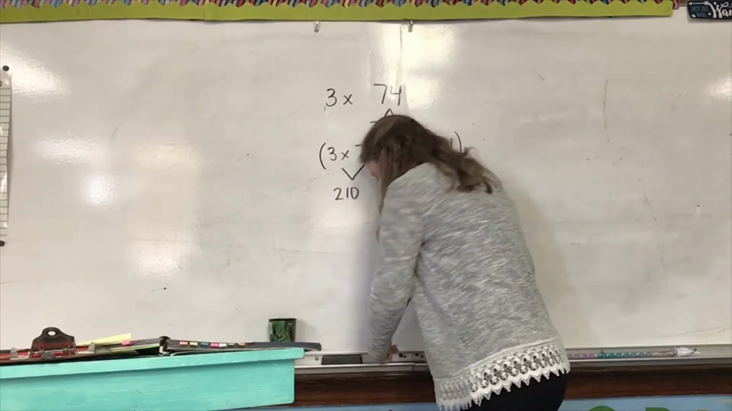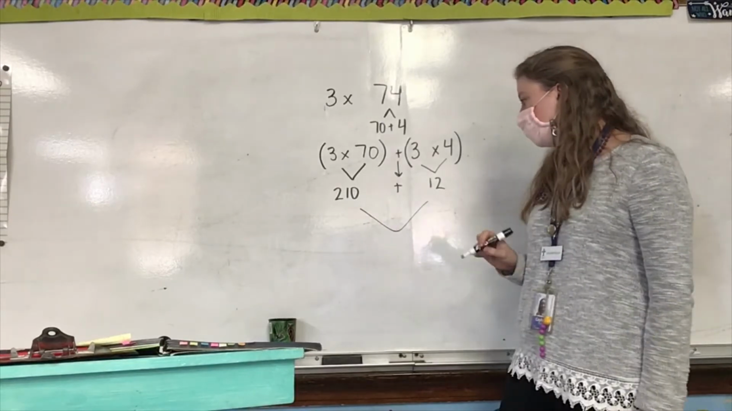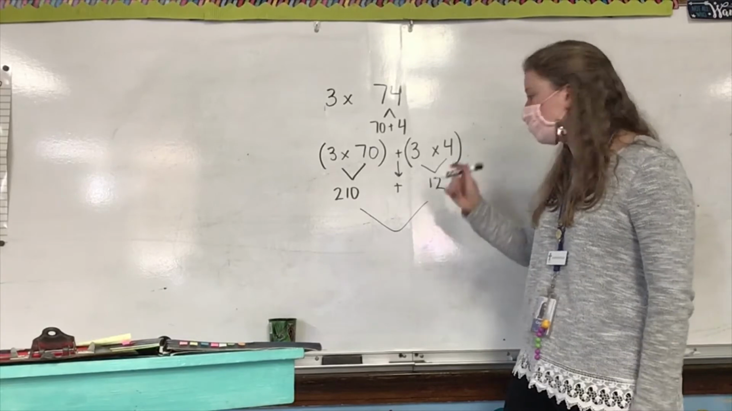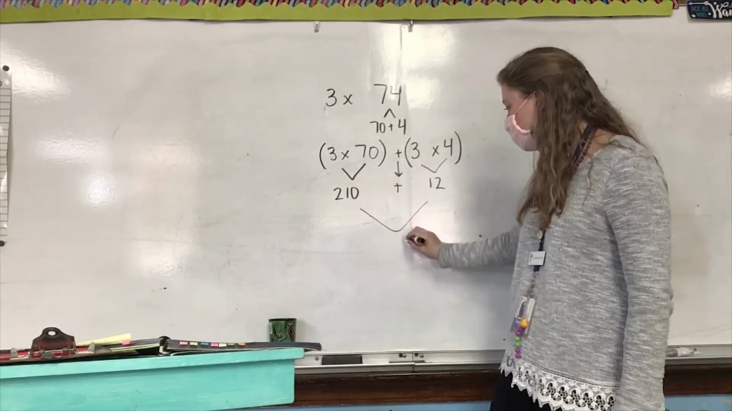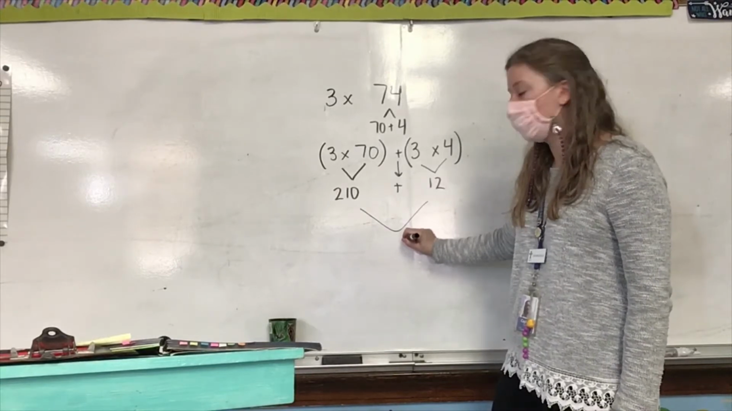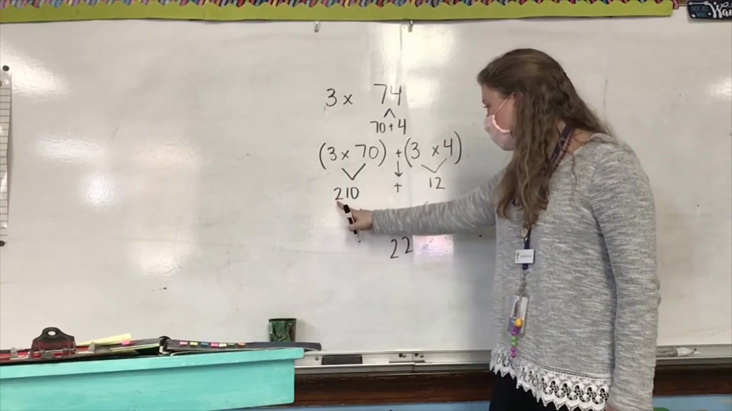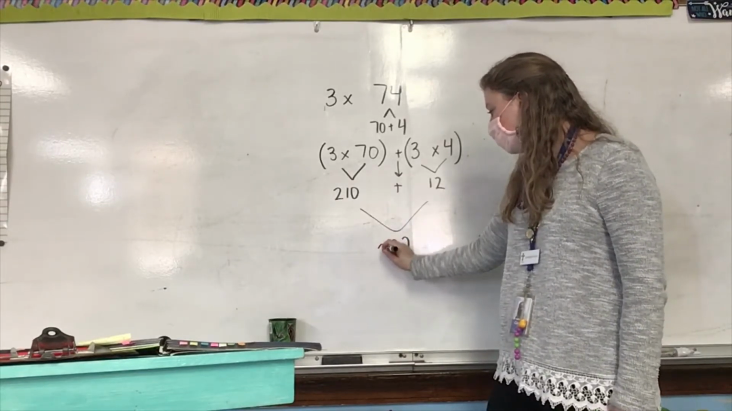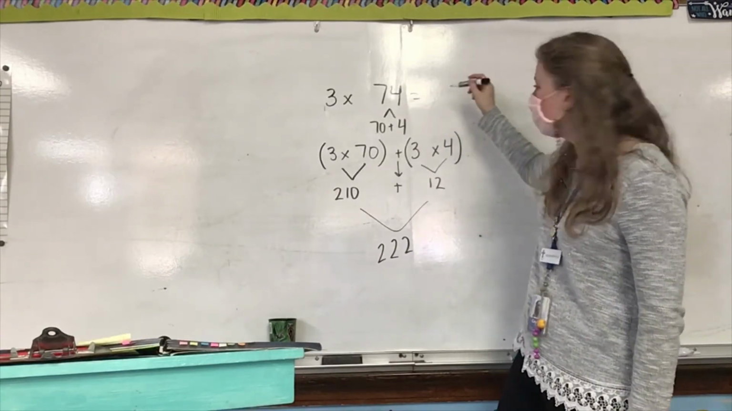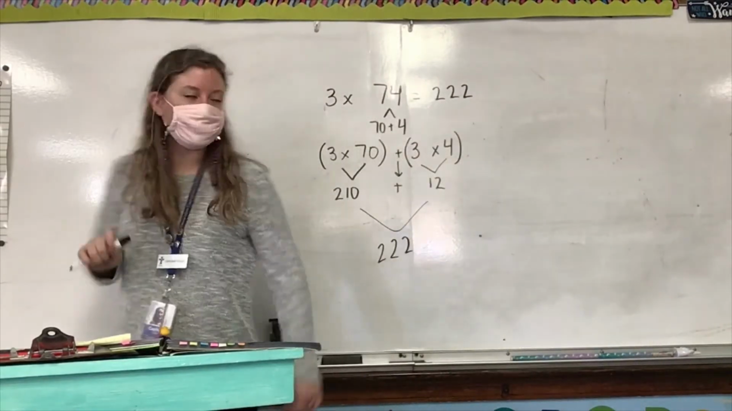Now what do I do, Kingston? I add them together. Kingston, am I going to have to do any regrouping in any of these places? No, so I can just add them side by side. Start with the 1s. 0 plus 2 is 2. Then the 10s. 1 plus 1 is 2. Then the hundreds. 2 plus nothing is 2. So that means 3 times 74 equals what, class? 222. So make sure you have this answer.